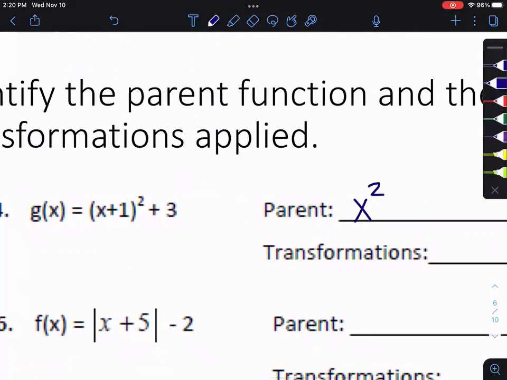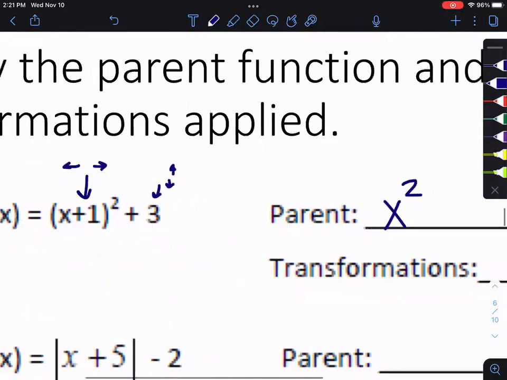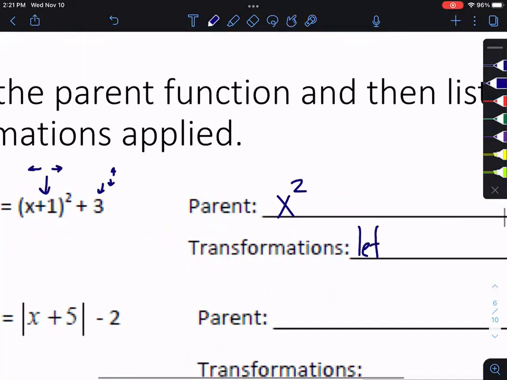So it's quadratic. And then my 2 transformations. So I have a transformation on the inside. Remember, inside moves us left or moves us right. The one out at the end moves us up or moves us down. So inside is opposite. So the plus 1 is going to move us left 1. The plus 3 out at the end is going to move up 3.